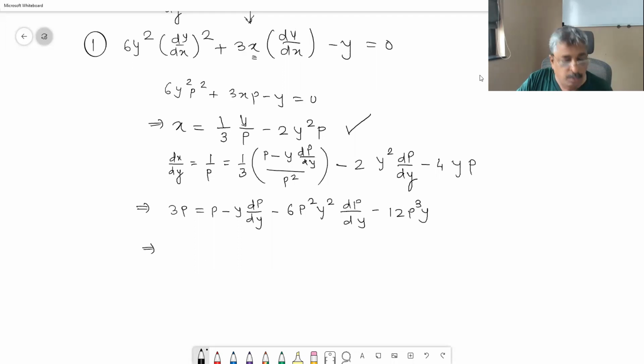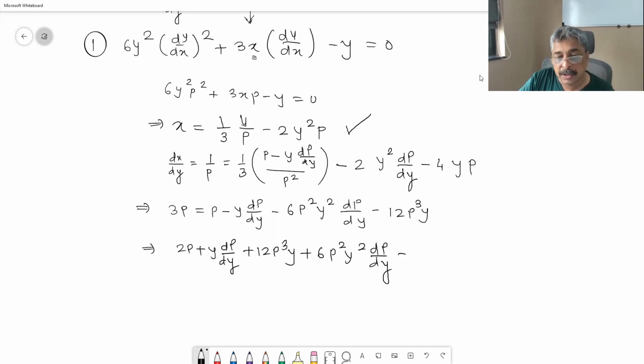This is 2p plus y dp by dy plus 12p cube y plus 6p square y square dp by dy is equal to 0. Okay.